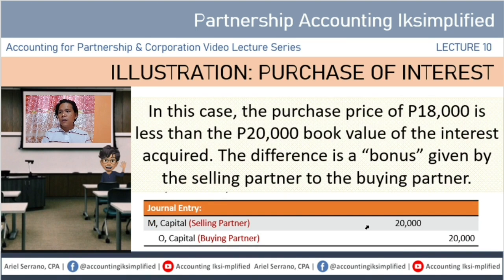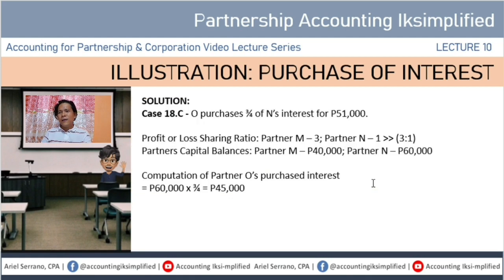Next tayo. In this case, ito na yung sinasabi ko kanina na na-advance ko na-explain. The difference is a bonus given to the selling partner to the buying partner. Okay? Solution letter C naman tayo.